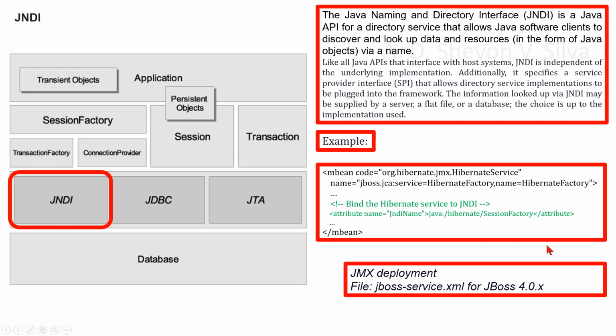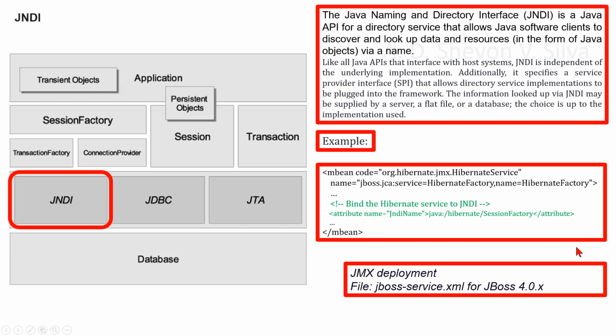As an example, we can consider this code segment. The line cfg.buildSessionFactory still has to be executed somewhere to get a SessionFactory into JNDI in JMX deployment. You can do this either in a static initializer block, like this, or you can deploy Hibernate as a managed service.